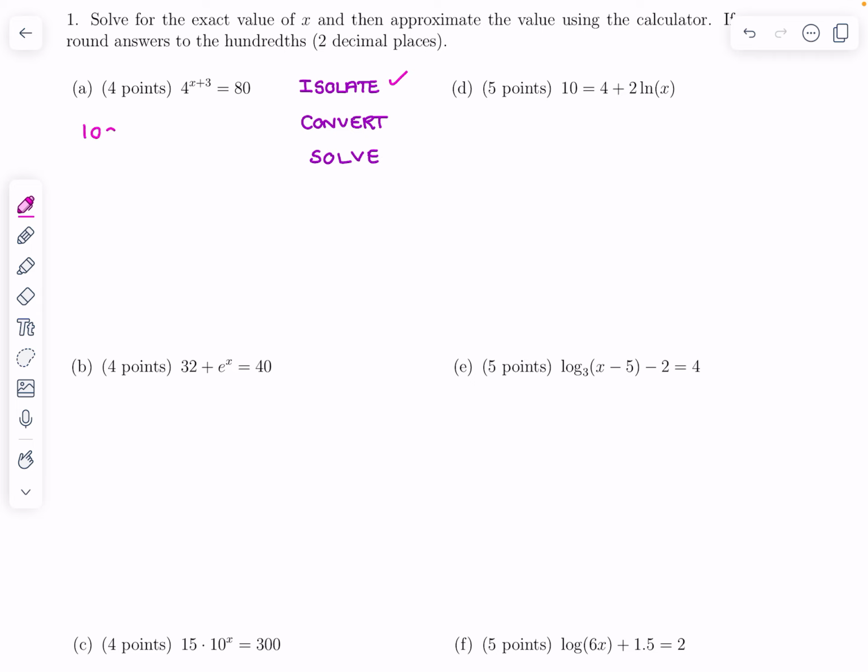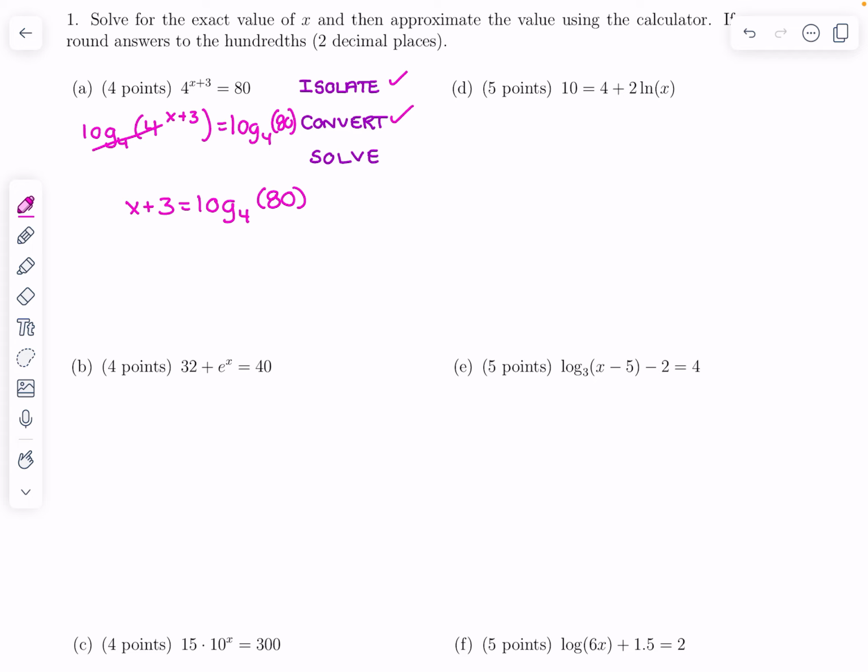We're going to use the base 4 on both sides. Log base 4 of 4 to the x plus 3 equals log base 4 of 80. That way on the left, log base 4 and 4 will cancel. We get x plus 3 equals log base 4 of 80. So now we isolated, we converted from an exponential to a log, and our last step is to solve for x.